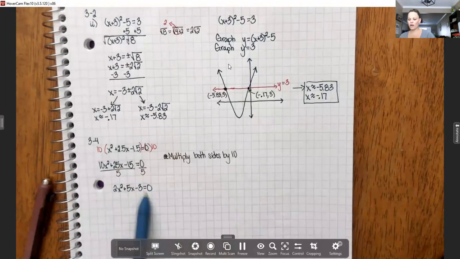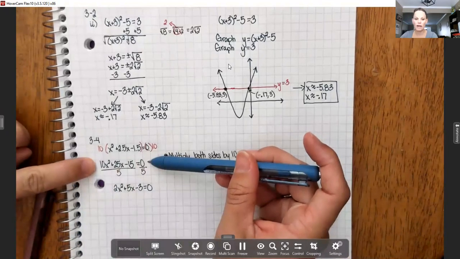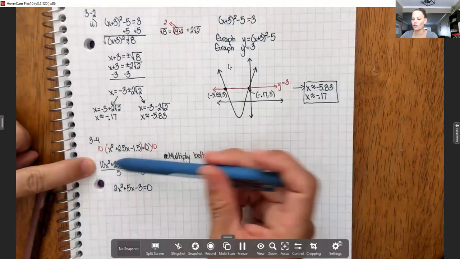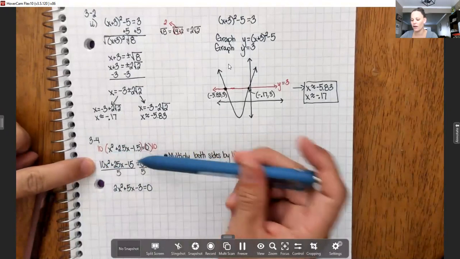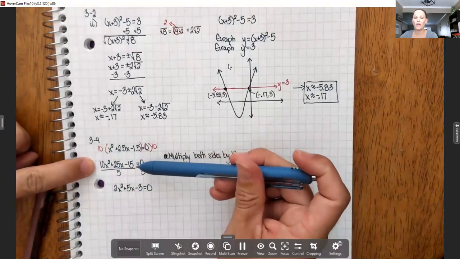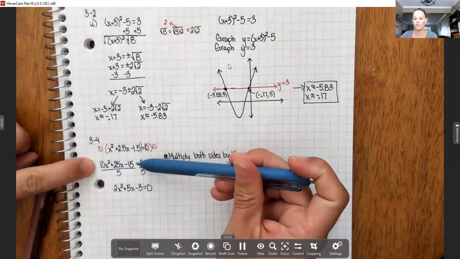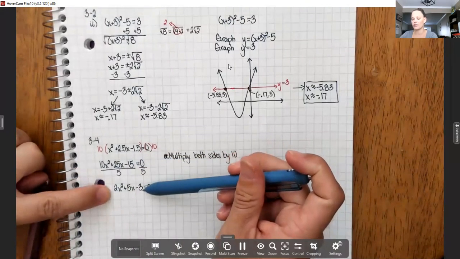Now, this looks a lot easier to factor than this, because if we try to factor this one right here, and I make my diamond, I'm going to have 150, negative 150, on the top of the diamond. It's a lot harder to find the factors of 150 than it is to find the factors of negative 6.